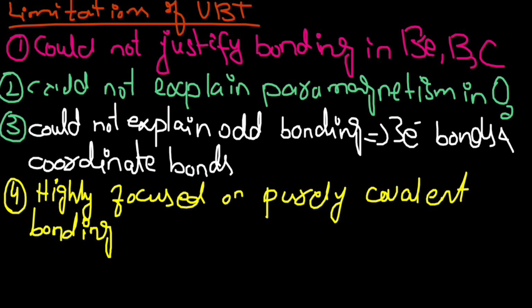VBT couldn't explain the odd electron bonding. According to VBT, a bond is formed by the two half-filled orbitals and they result in a completely filled molecular orbital having two electrons in the form of one pair. So what about the bonding that is formed by three electrons? VBT couldn't explain this. Moreover, it couldn't explain the coordinate covalent bonding where the bond pair is donated by one atom only. And lastly, VBT is highly focused on purely covalent bonding, it couldn't explain the ionic character in the bonding. So these all are the limitations of VBT.